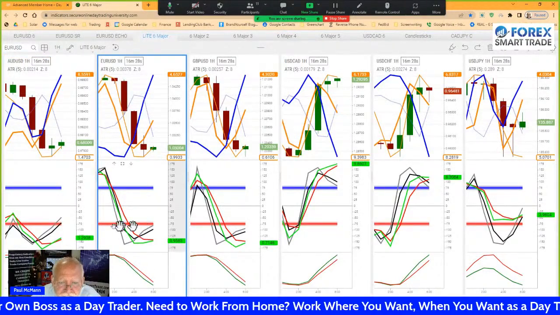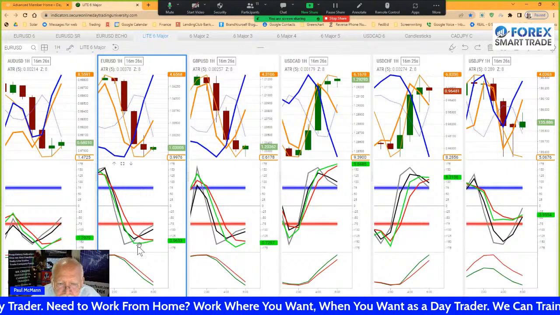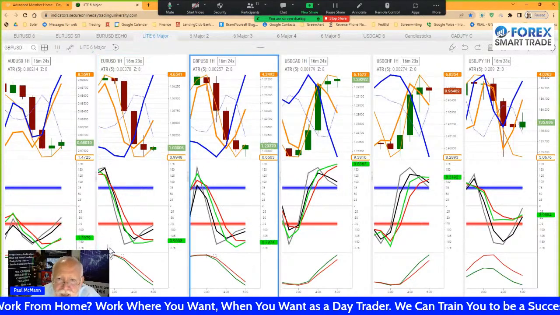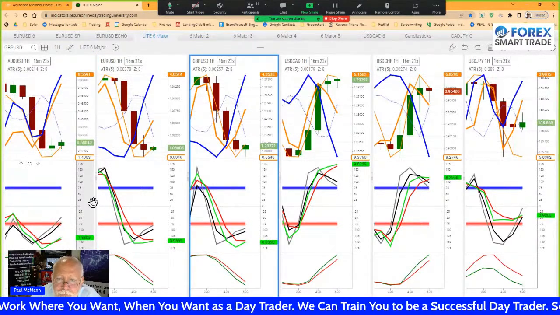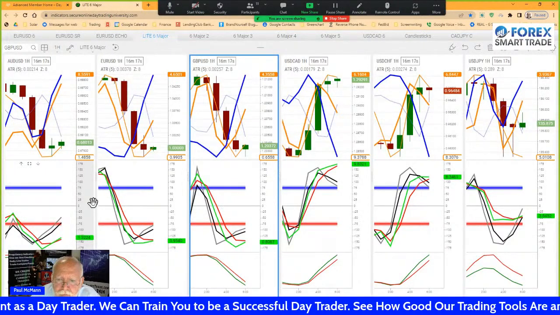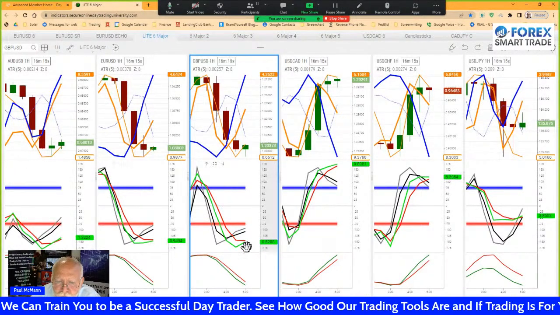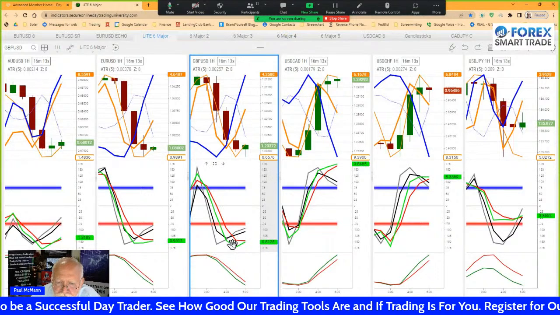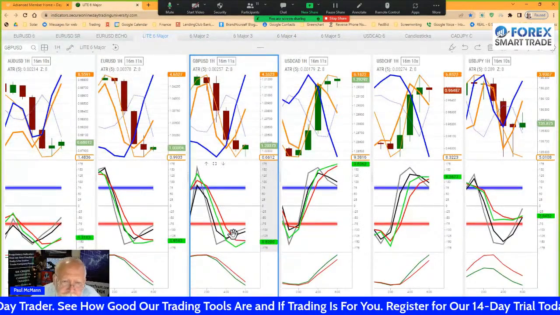Euro USD, we're oversold. Minors are going up, but majors are sideways. A pound USD, oversold. Minors are going up. Majors are almost there. They're still going sideways.